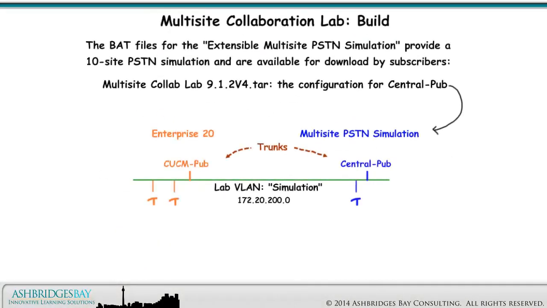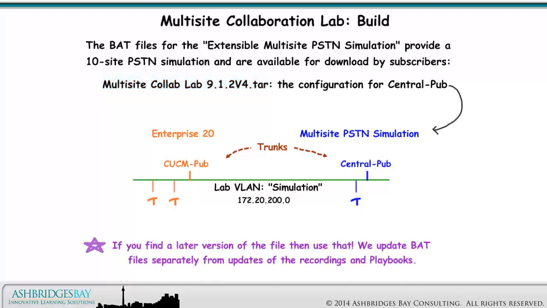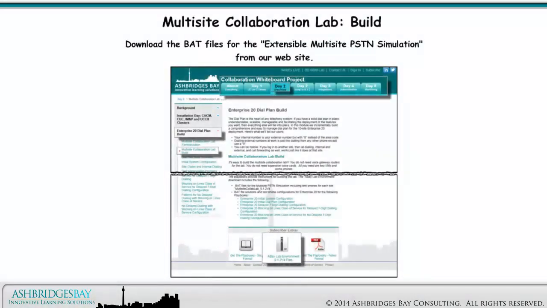The BAT files for the Extensible Multisite PSTN simulation provide a 10-site PSTN simulation and are available for download by subscribers. Use this file, the configuration for Central Pub. If you find a later version of the file, then use that. We update BAT files separately from updates of the recordings and playbooks. Download the BAT files for the Extensible Multisite PSTN simulation from our website.